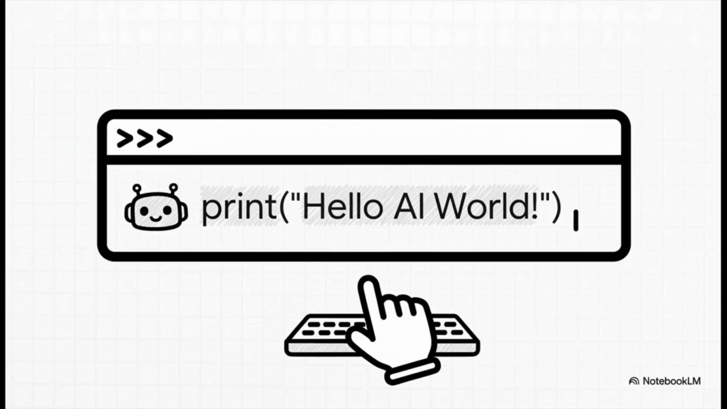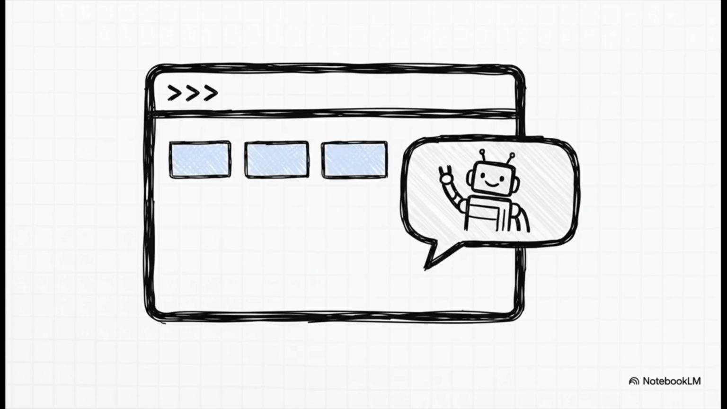Okay, this is the moment. We're about to write the most famous first line of code ever, but we're giving it a little AI twist. So type this out exactly as I say it. print, then an open parenthesis, then a quote, then the words hello AI world, another quote, and a closing parenthesis. Ready? Hit enter. And look at that. Bam! The computer immediately spits hello AI world right back at you.